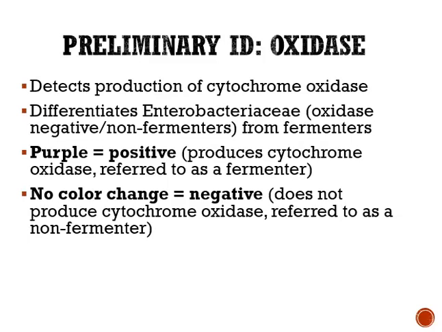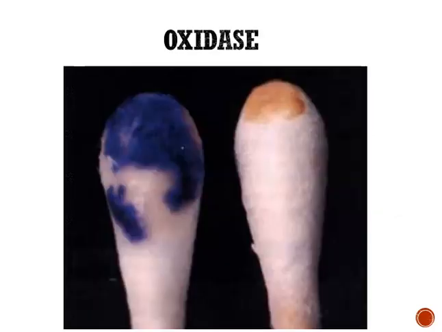Okay, next is oxidase, which we've already talked about, but it detects the production of cytochrome oxidase. This is a very helpful test in differentiating between the Enterobacteriaceae, which are all oxidase negative fermenters, and the non-fermenters. So a purple result is positive, which means that the organism does produce cytochrome oxidase, so it's referred to as a non-fermenter, versus no color change, which is a negative result, which means the organism does not produce cytochrome oxidase, so the organism would be referred to as a fermenter. And there's that same picture that you've seen previously of those results.